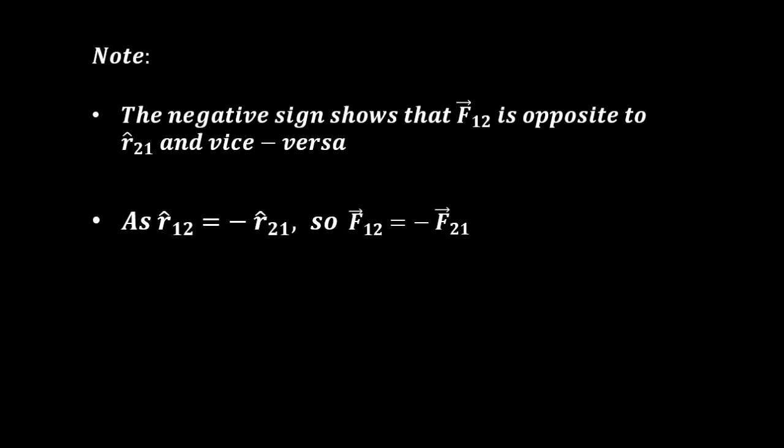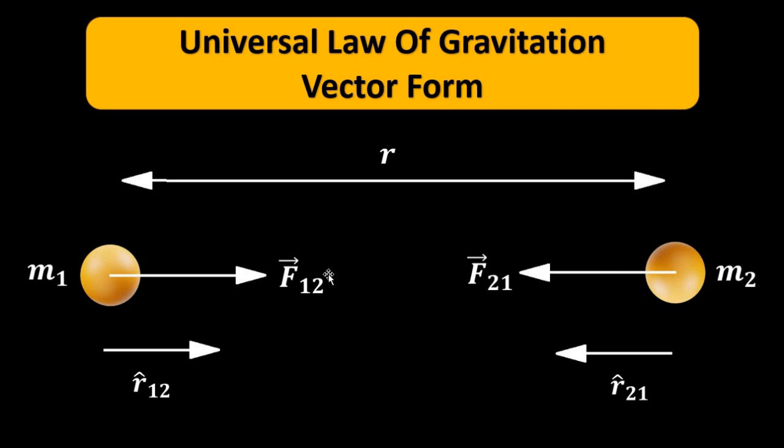Both these forces are equal in magnitude and opposite in direction. That's why they constitute an action and reaction pair, as R12 cap is equal to minus R21 cap. That's why F12 vector is equal to minus F21 vector. They are equal in magnitude but act in opposite directions, constituting an action and reaction pair.